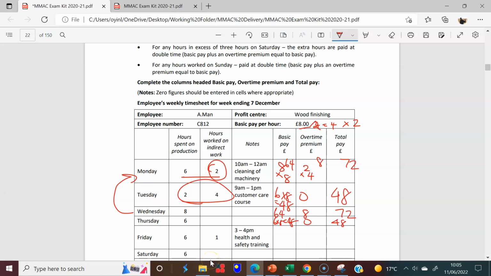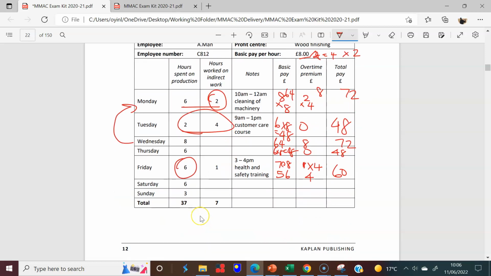Here, what's interesting is that you have done again on Friday your 6 hours, not a problem. But this time you're doing 7 hours. So 7 hours at £8, which is 56. But then you have the extra hour, which you've done at half again, which gives you 4, isn't it? Because it's just the 1 hour times the £4, so that's 4. So it's 56 plus 4, and that takes you to 60. You just have to be really careful with these.